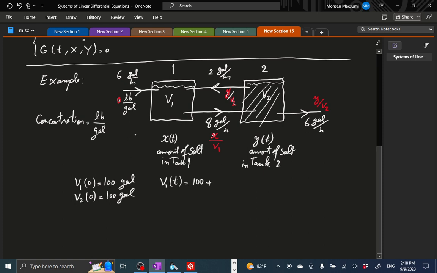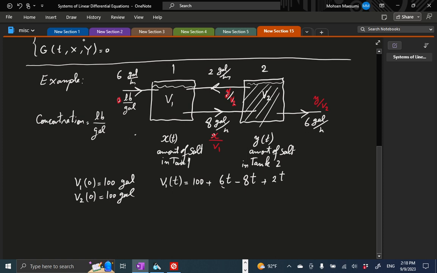And then I'm pouring in 6 gallons per hour. So how many hours will let it pass? Well, t hours, 6t, that's how much I'm pouring in. I'm also pumping out 8 gallons per hour. After t hours I have pumped out this much. And from the second tank I'm pumping back into the first tank 2 gallons per hour, and after t hours it is going to be this.